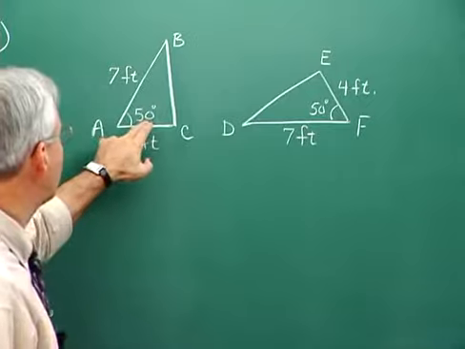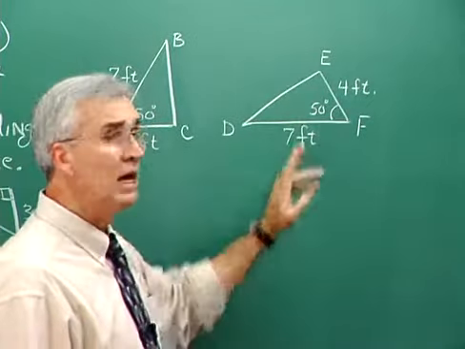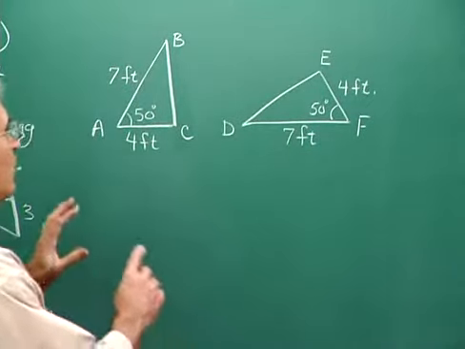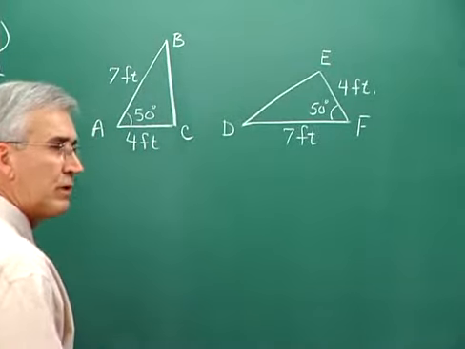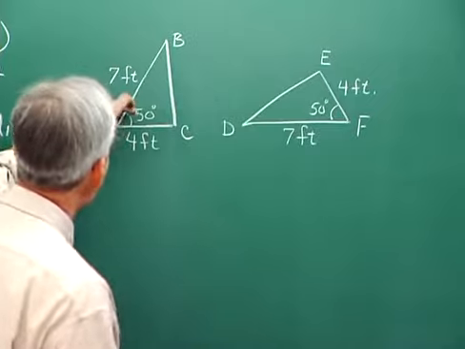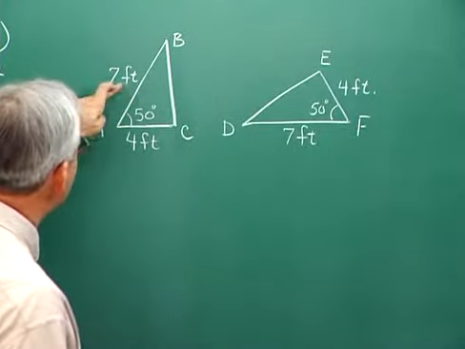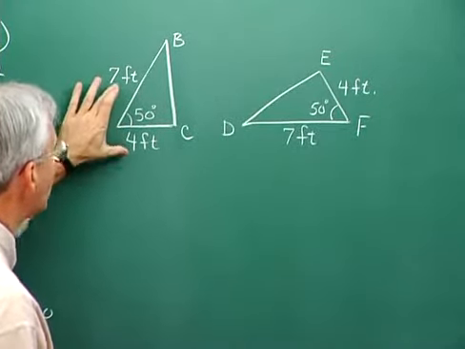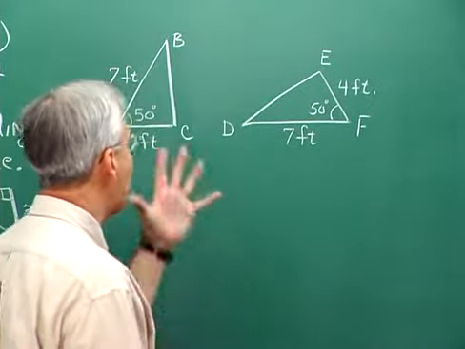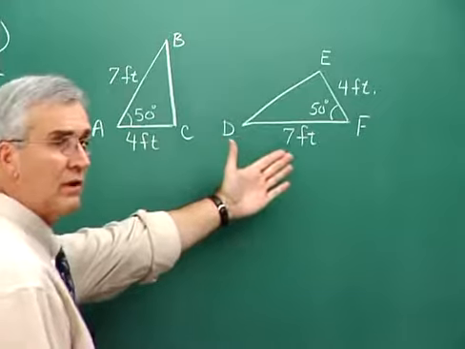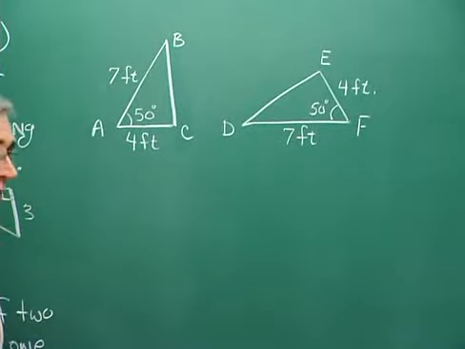We have an angle of 50 degrees and we have an angle of 50 degrees. And the important thing is not that we have those items, but that they are arranged in a particular way. That is, the angle is between the two sides. You see, that's important. And the angle is between those two sides over here. So we have the correspondence necessary for the SAS rule.